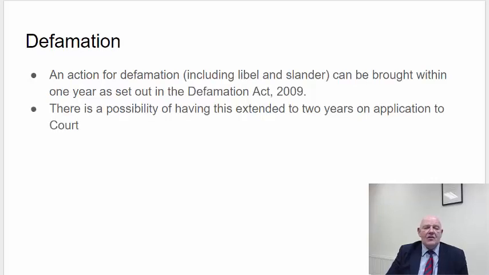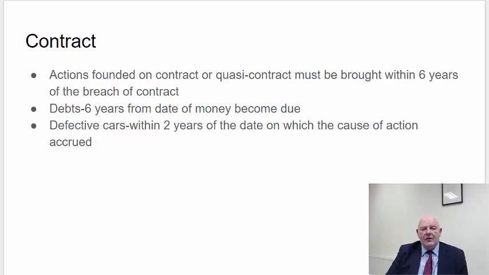A defamation case then must be brought within 12 months of the libel or slander or defamation. There is a possibility, however, of having this extended to 2 years on application to the court. You will need reasonable grounds or exceptional circumstances to put forward as to why you are not able to bring your claim within the 12 months set out in the Defamation Act of 2009.